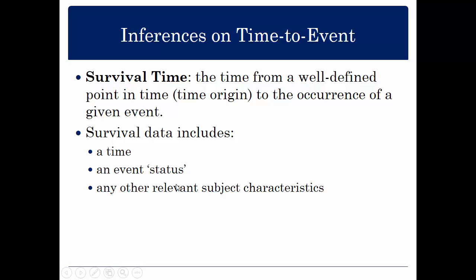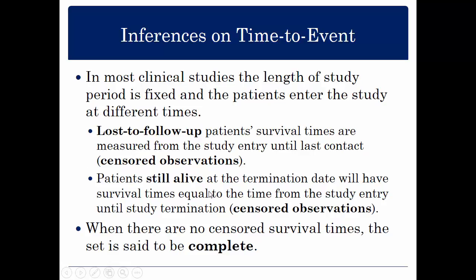If we wish to adjust for these other relevant subject characteristics, we could do stratification, where you would plot Kaplan-Meier curves by subgroups, or you could do actual regression methods using Cox regression. Survival data is a unique kind of data because we may end up having what are called censored observations.